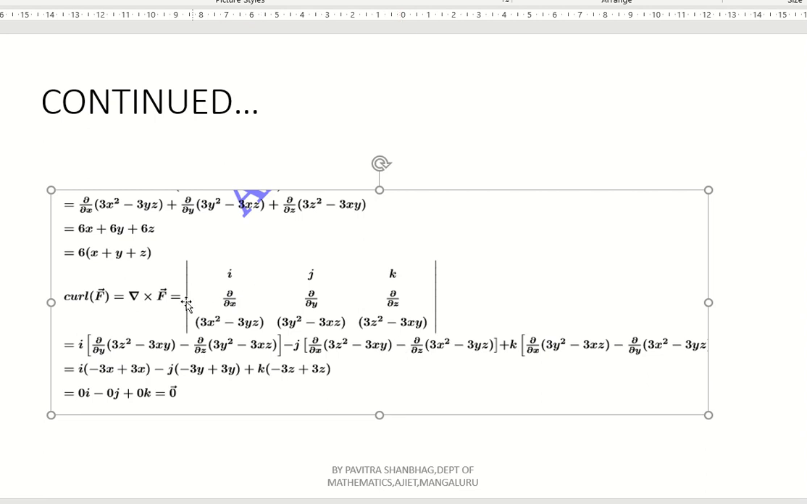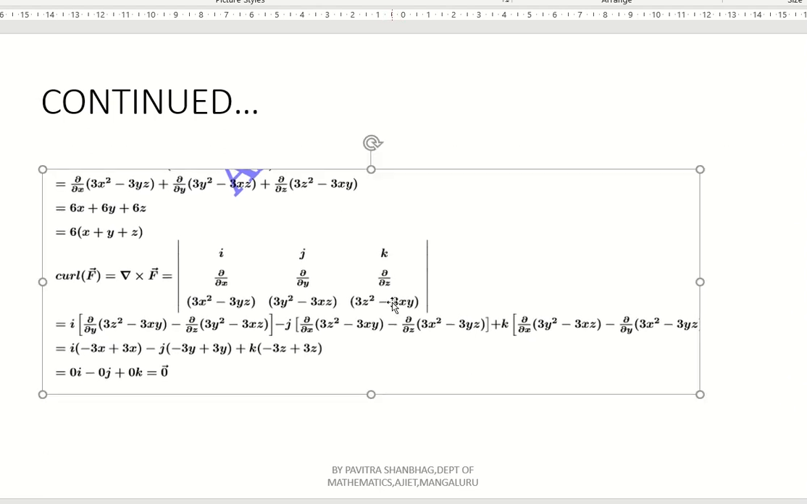Okay, now what is vector f here? We have already discussed 3x square minus 3yz i. So what is coefficient of i? That is nothing but 3x square minus 3yz. Coefficient of j is 3y square minus 3xz, and coefficient of k is 3z square minus 3xy. Now with the help of determinant property, just expand the determinant. i into what? Dou by dou y of this term minus dou by dou z of this term. Just cross multiply.